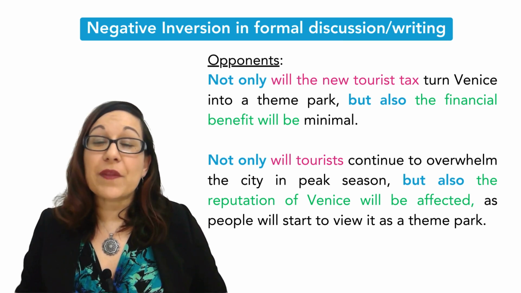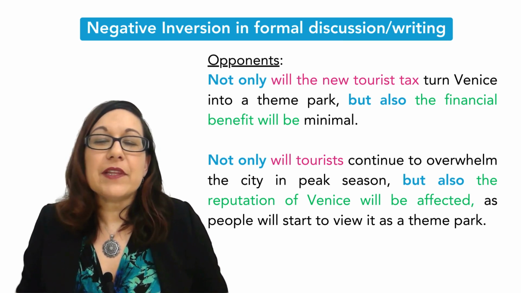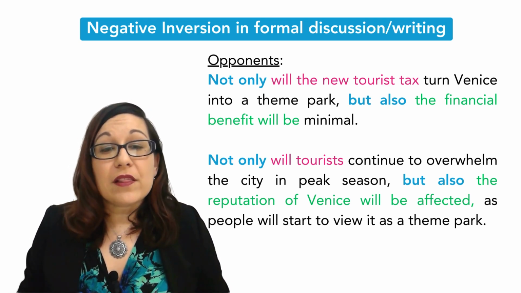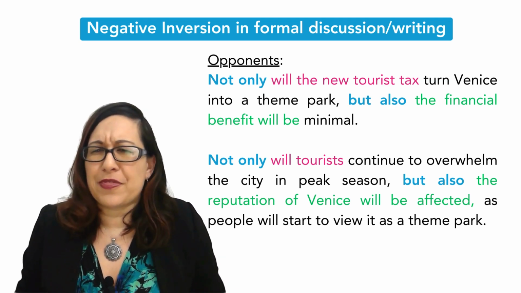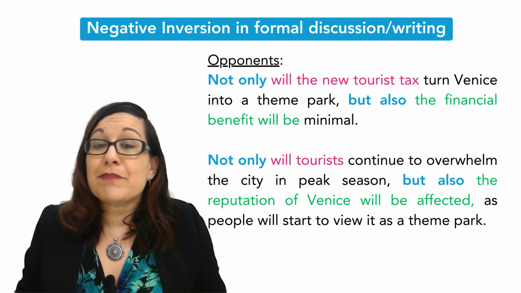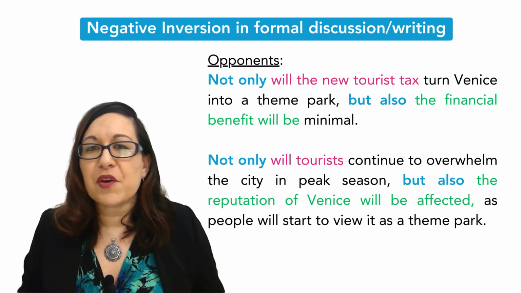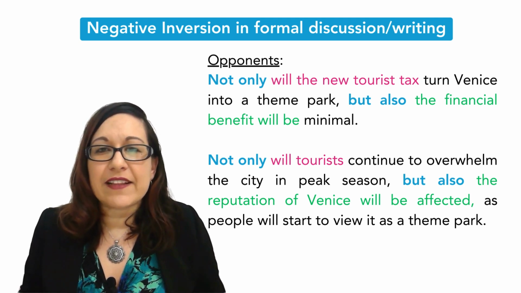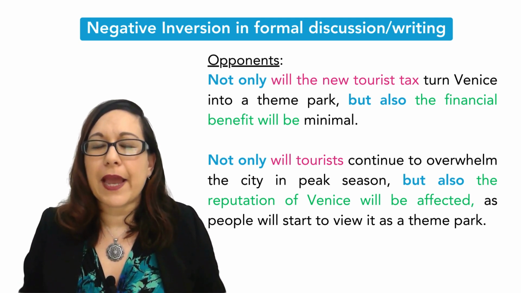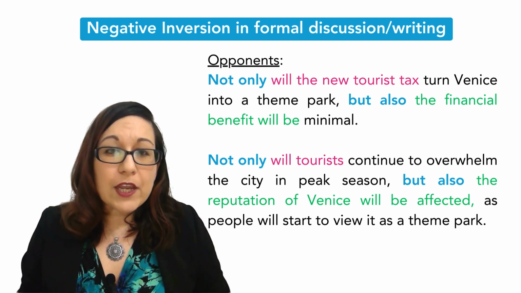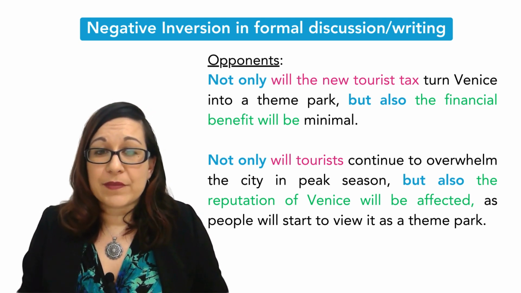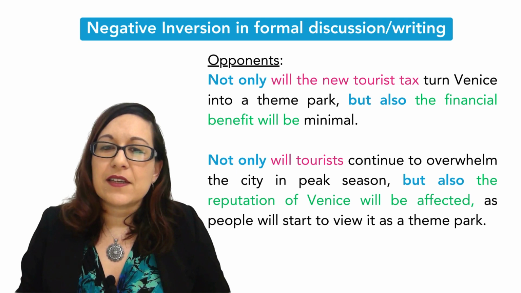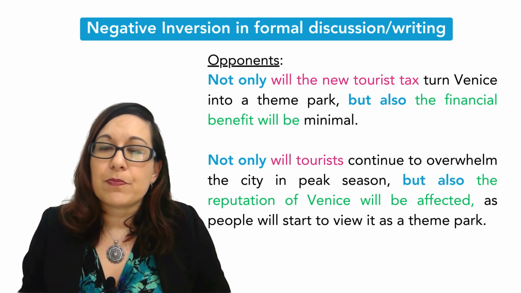Okay, let's take a look at what the opponents have to say. A couple of different phrases to summarize this could be, not only will the new tourist tax turn Venice into a theme park, but also the financial benefit will be minimal. Okay, so they think €5 per person is really not that big of a deal. It's not going to make that much of an impact. Not only will tourists continue to overwhelm the city in peak season, but also the reputation of Venice will be affected, as people will start to view it as a theme park.